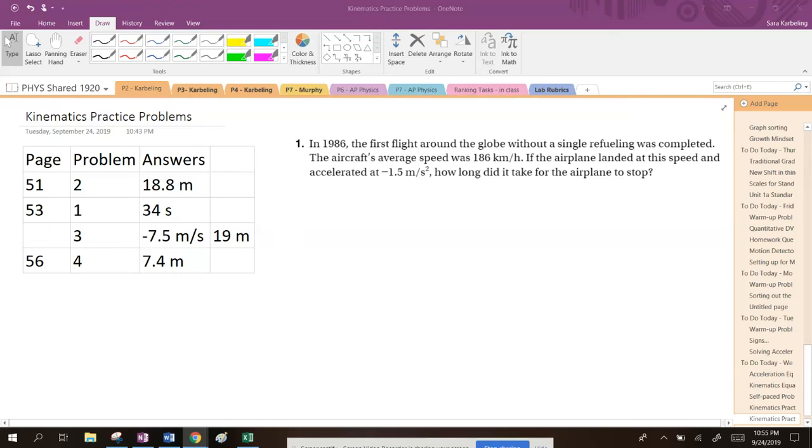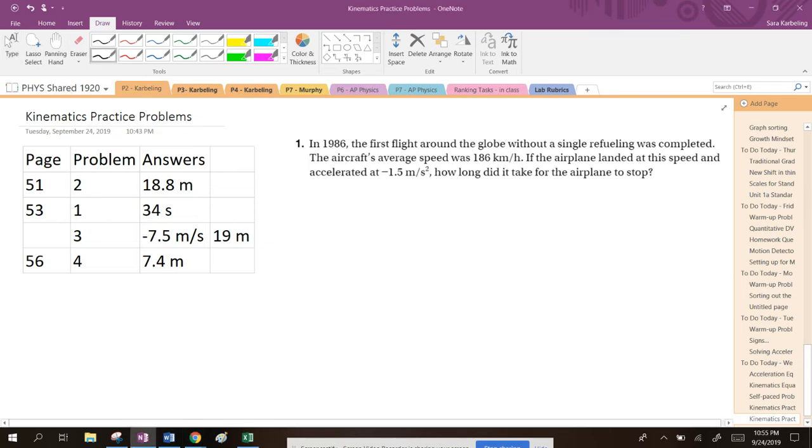All right, another kinematics practice problem. This one is on page 53, number 1. It says, in 1986, the first flight around the globe without a single refueling was completed. The aircraft's average speed was 186 kilometers per hour. If the airplane landed at this speed and accelerated at negative 1.5 meters per second squared, how long did it take for the airplane to stop?